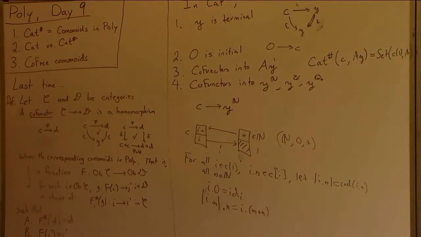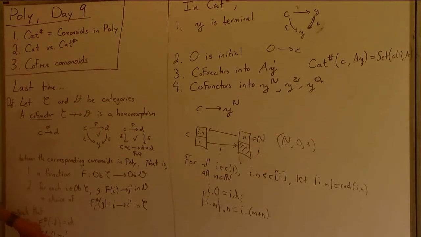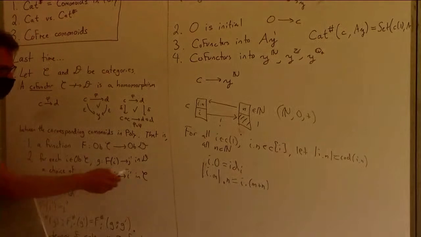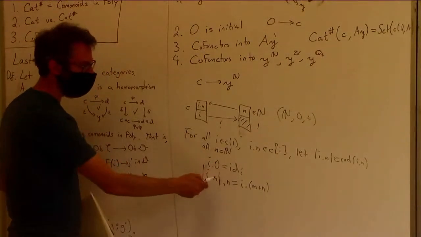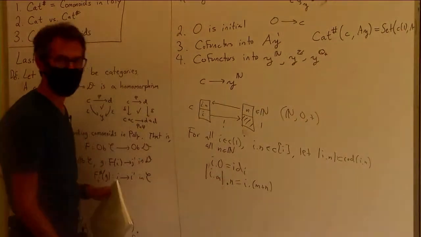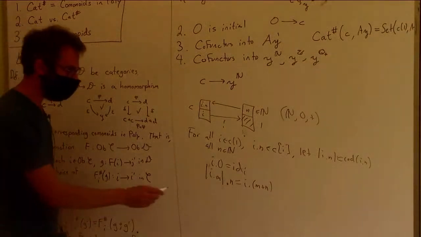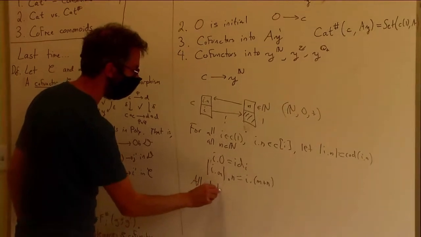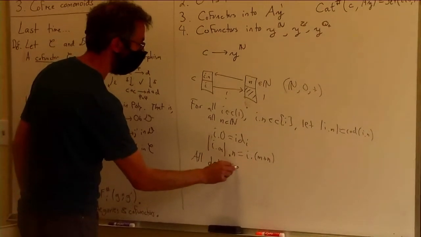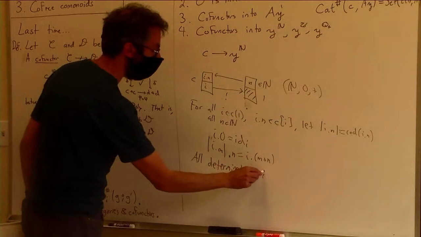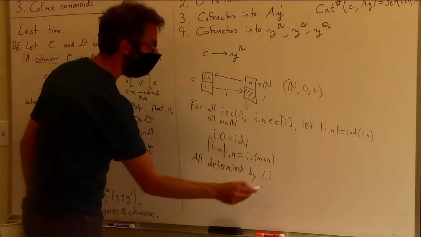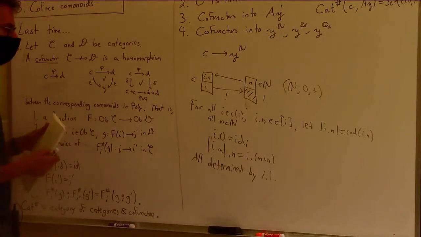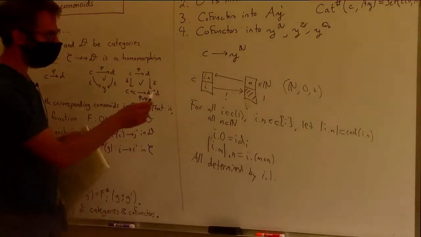And this one is vacuous because there's only one object in this thing, so it's not telling us anything. But what I'm saying here is that if you go m steps and then you go n more steps, it's the same as going m plus n steps. And what this is telling you is that it's all determined by i·1. If you knew i·1, you could get i·50 by just dotting 1, 50 times.